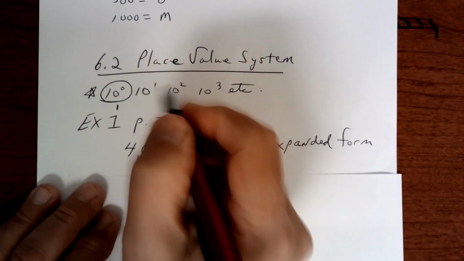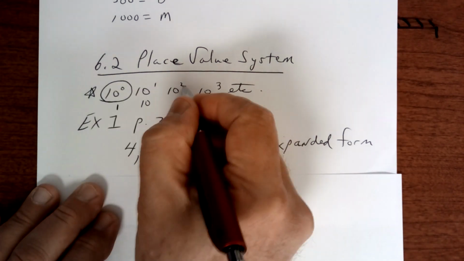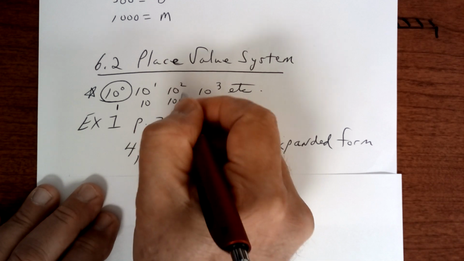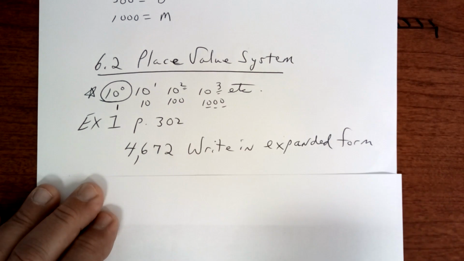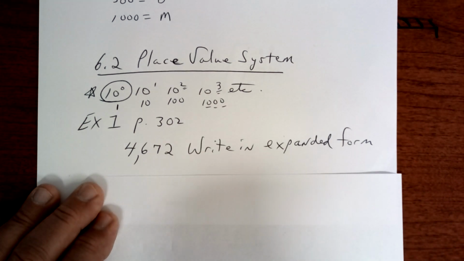10 to the first power is 10. This one is 100, 2 zeros. This one is 1,000, 3 zeros, etc. All right, let's look at this one. Write it in an expanded form.